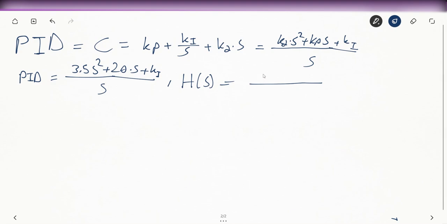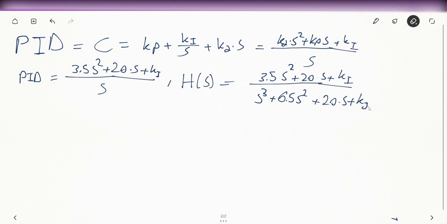And it will look like 3.5 times S squared plus 20 times S plus Ki, divided by S to the power of 3, plus 6.5 times S squared plus 20 times S plus Ki. Oh, you noticed this? I guess so. Now, we might write it in capitals or not.